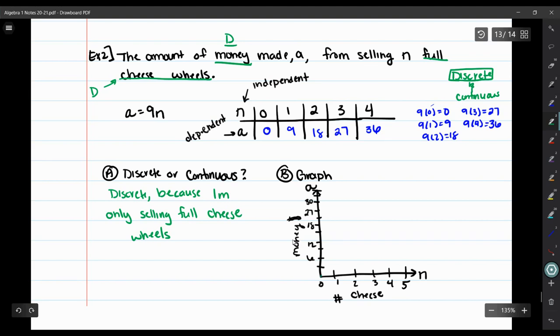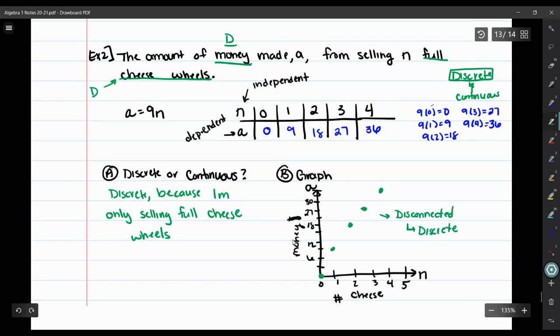So we have 0, 0. So if I don't sell any cheese, I don't make money. I have 1 and 9, 2 and 18, 3 and 27, 4 and 36. Now, we do not connect these because we said earlier I can't sell 1.5 cheese. Since I can't sell 1.5 cheese, this coordinate point here is not going to be an option. So since it's not an option, I can't connect these points. So we're going to leave these as disconnected because we said it was discrete.